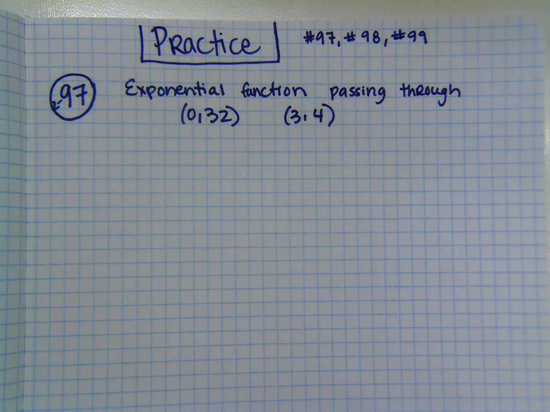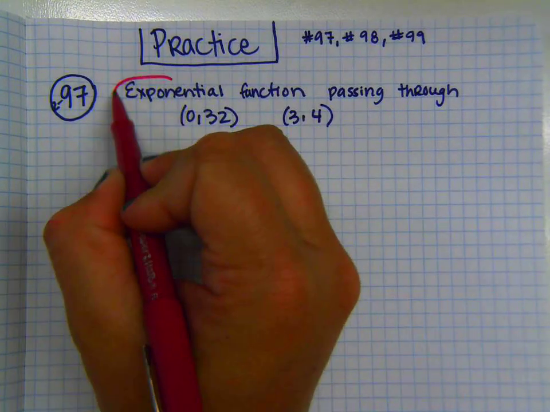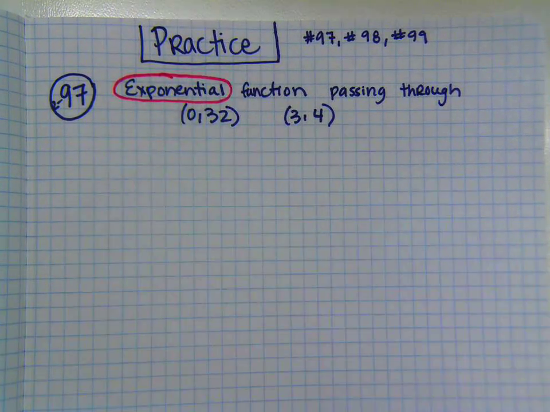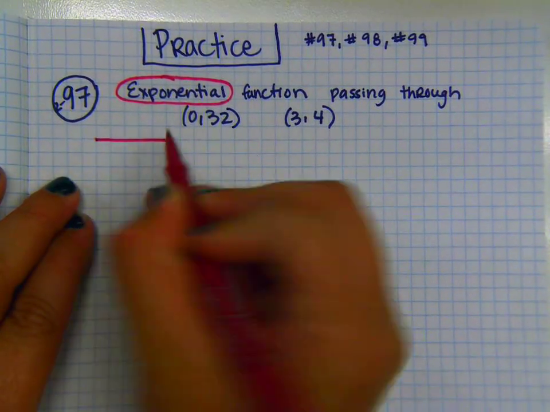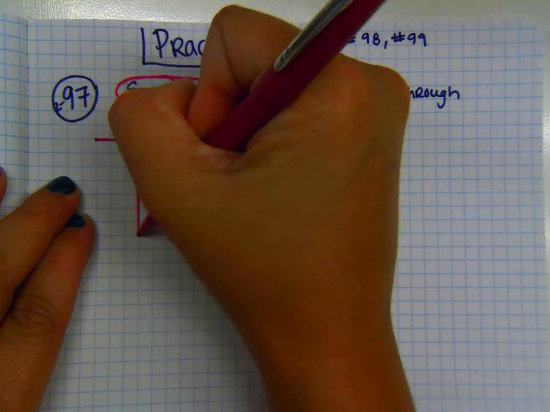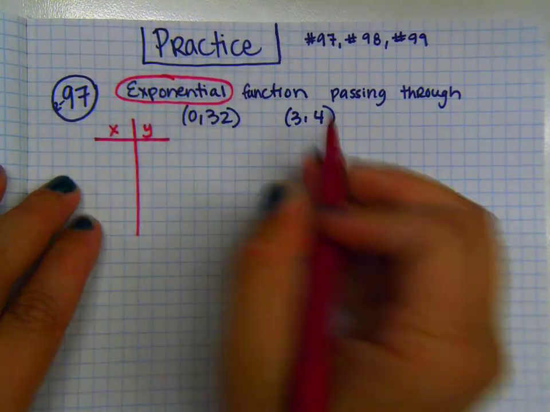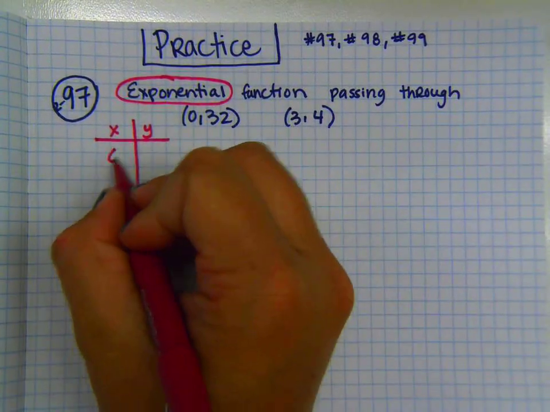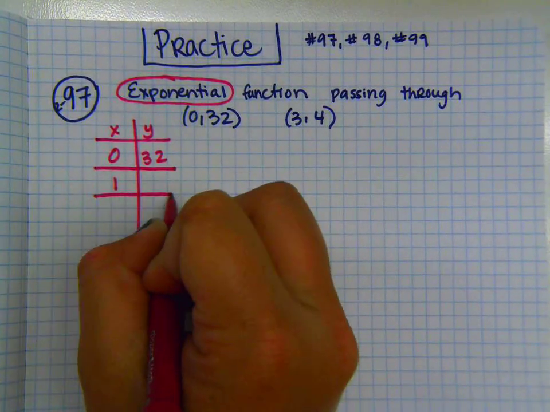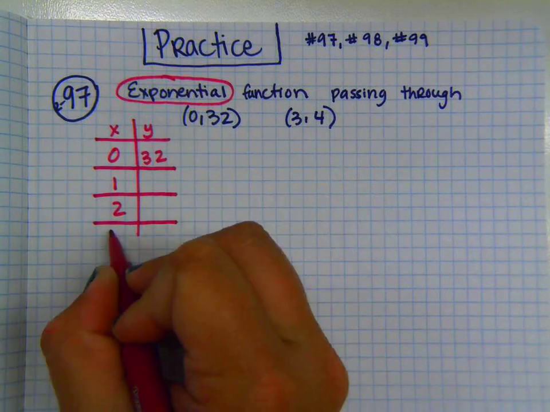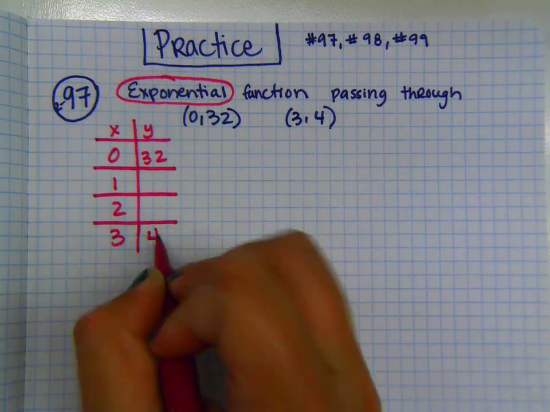So the first piece of information that is really important is that it is an exponential function. So exponential means that I'm going to be multiplying by something. Now how I like to do these problems is I like to make a table, and I'm going to put these points in my table. I have 0, 32. I don't know what 1 is. I don't know what 2 is. But I do know that 3 is 4.